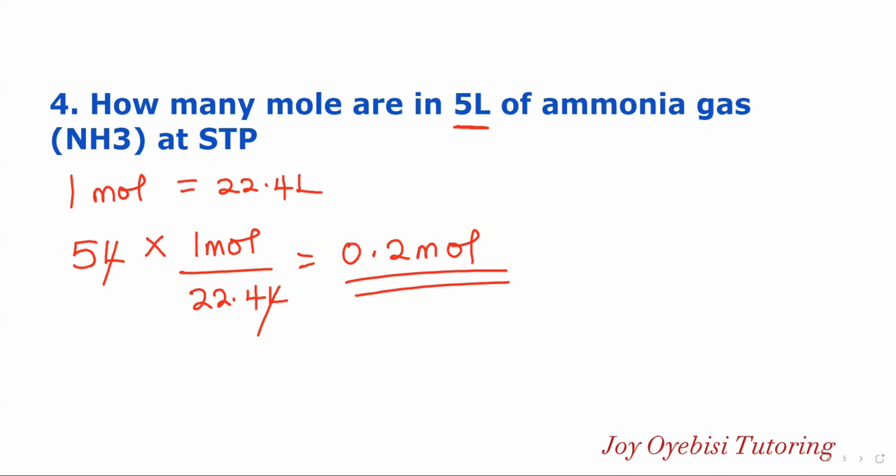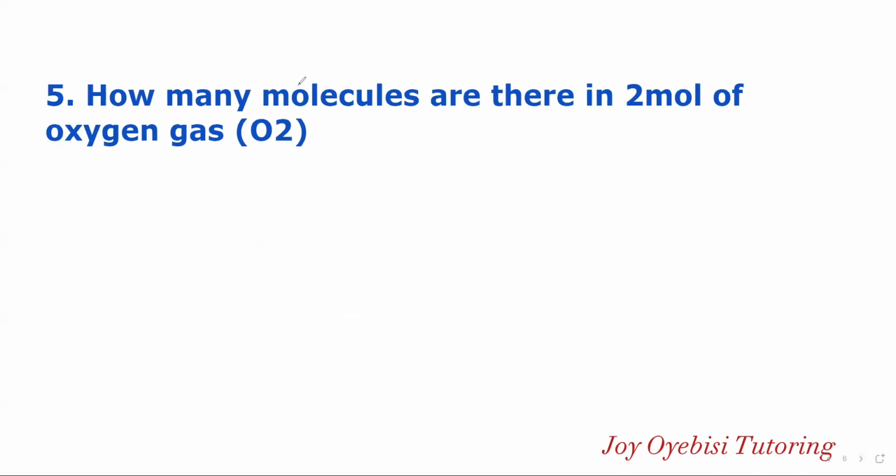All right. Now the next question here says, how many molecules are there in 2 moles of oxygen gas? So oxygen gas is diatomic. So oxygen is diatomic and you have 2 of them. So it's going to be 2 times 16, which is going to be 32 grams per mole. Okay, so you're looking for the molar mass. So this one is the molar mass that I just calculated.